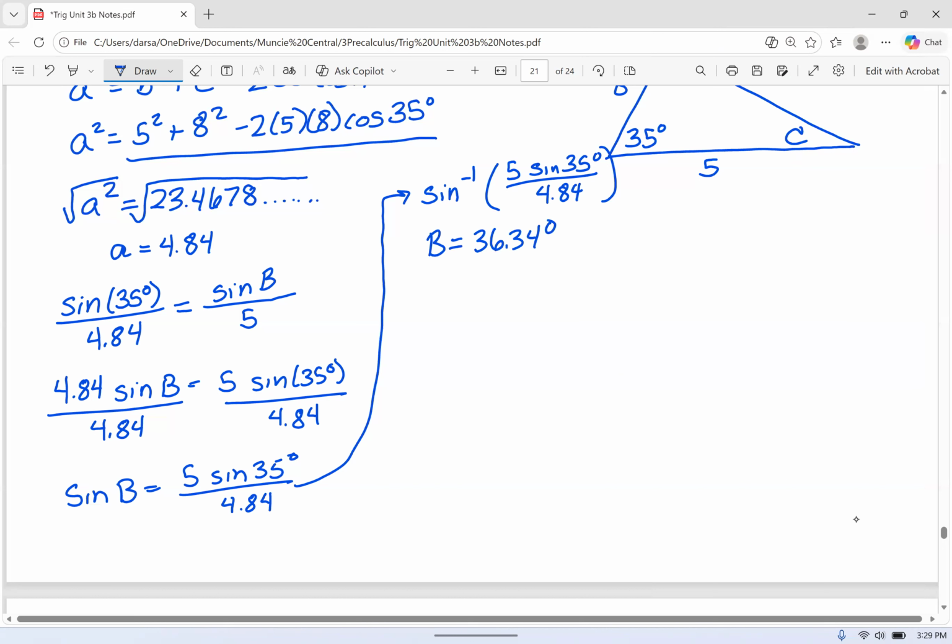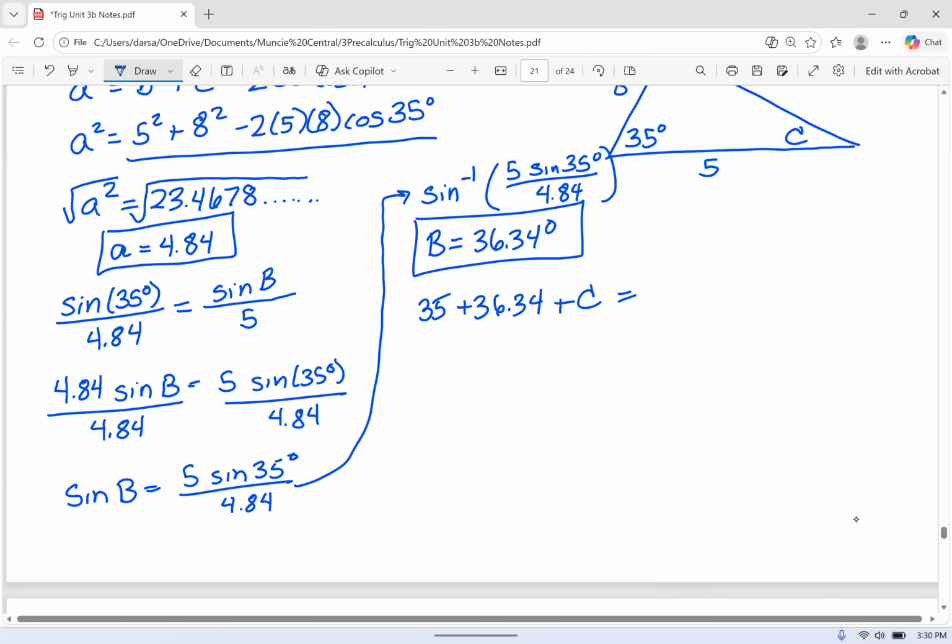Now, I know that side little a was 4.84. I now know angle big B is 36.34. How do we get that last angle? That's right, they all have to add up to 180. So our 35 plus 36.34 plus angle C has to equal 180 degrees. Doing some quick subtraction, we will see that C is equal to 108.66 degrees.